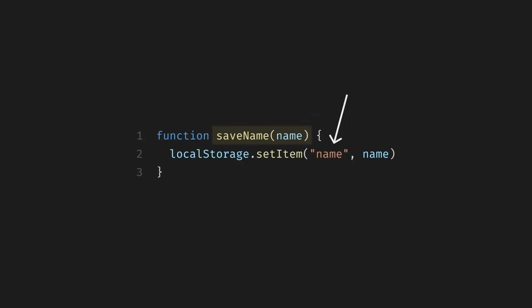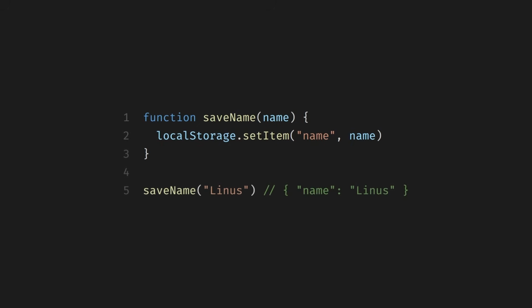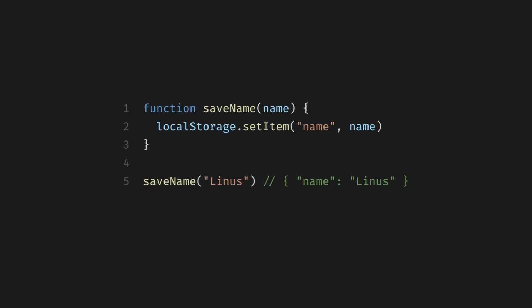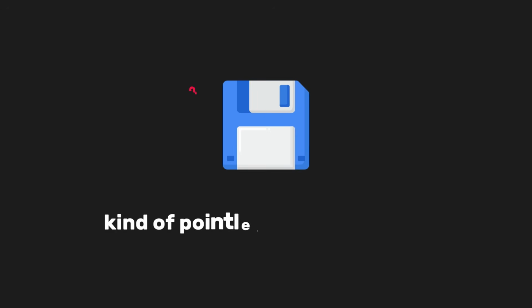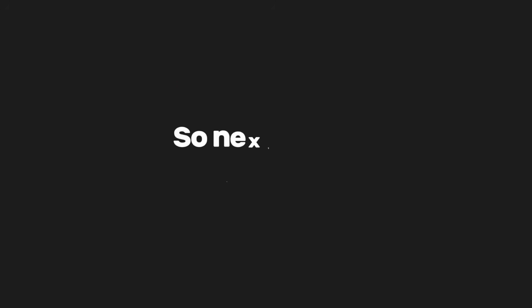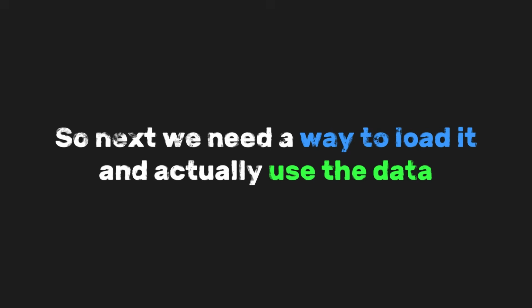Now, this works for any user. If the user types Linus, that's what gets saved. If they type Alex, the old value gets replaced. Local storage doesn't keep history. It keeps the latest truth. That works fine for saving, but saving something is kind of pointless if you never use it again. So next we need a way to load it and actually use the data.